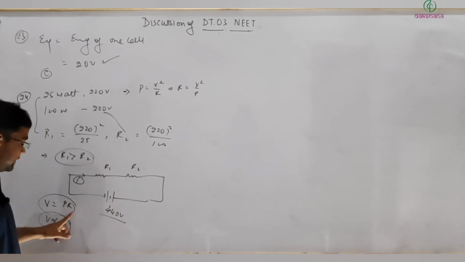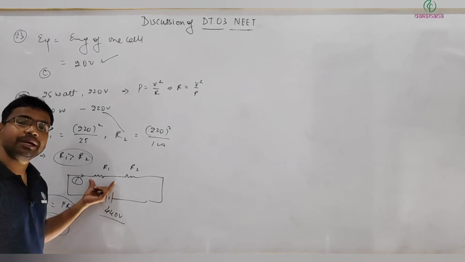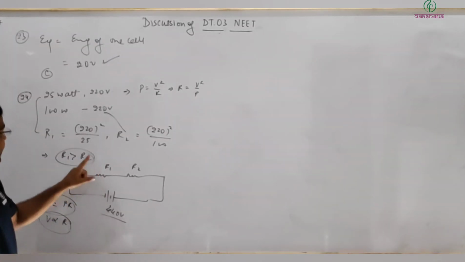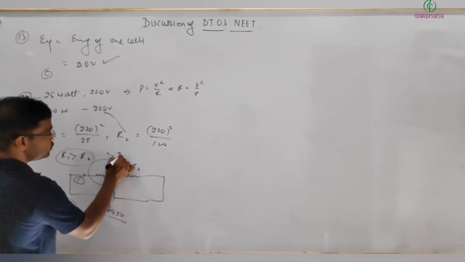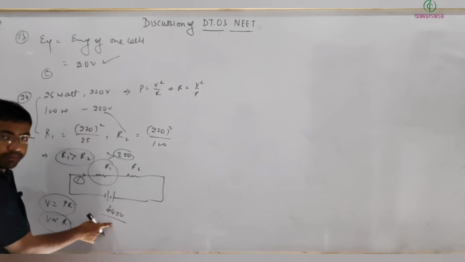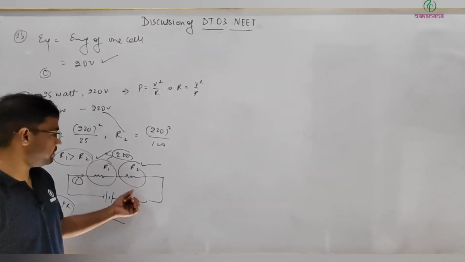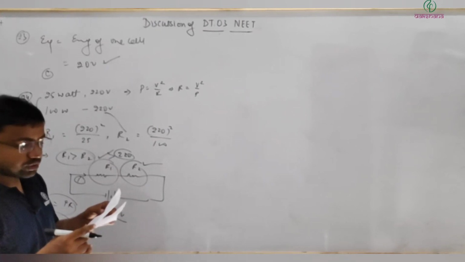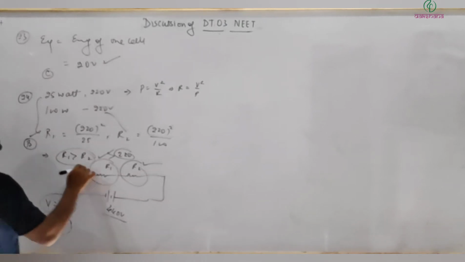But here current is the same, so I can say the potential difference across the resistor which has high resistance will be higher because V is directly proportional to R. So you can see here R1 is higher, so potential difference across this will be greater than 220 because it is more than half of 440. So this bulb will fuse and the other will work properly. There will not be any problem in the other bulb. So the answer is only the 25 watt bulb will fuse. So your B option is correct here.